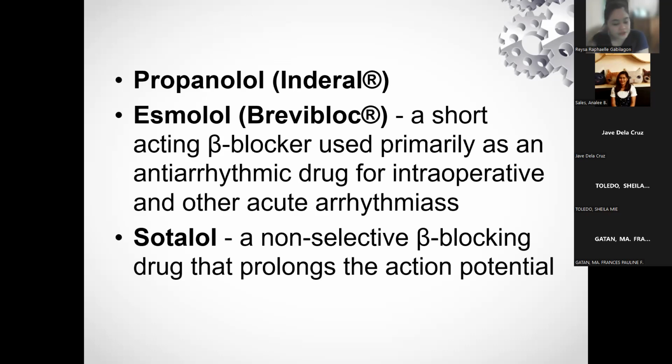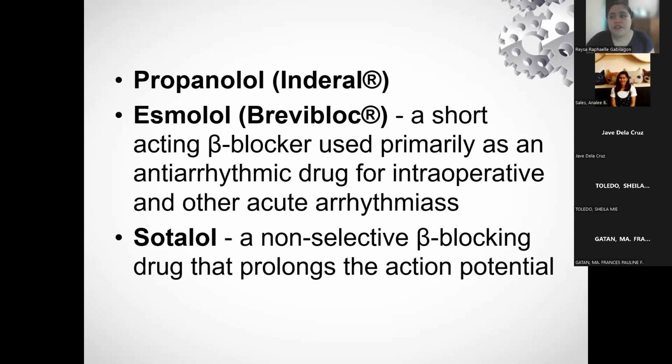Propranolol, it's propranolol. Innovator drug is Inderal. Okay? And then we have esmolol, you know this, right? This is our beta blocker that has the shortest half-life.